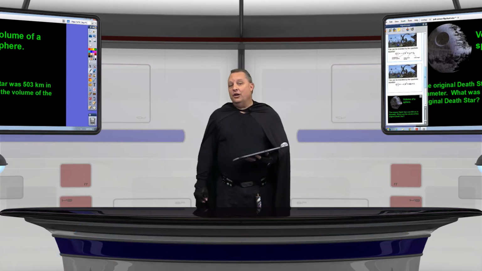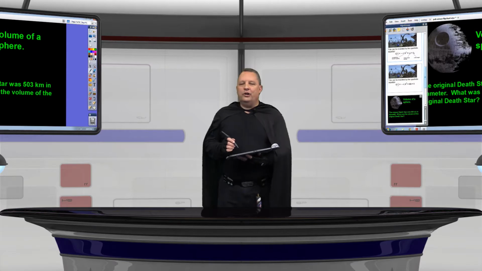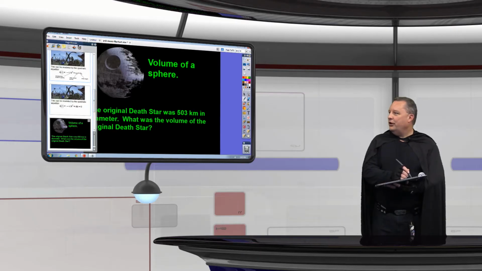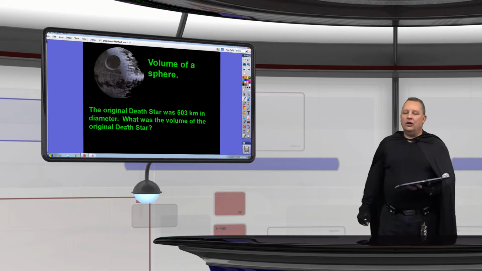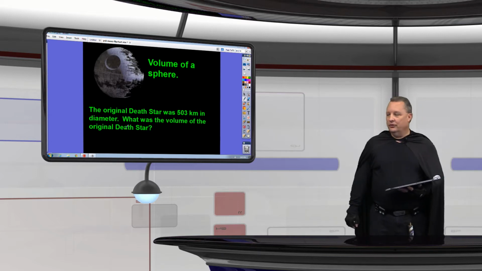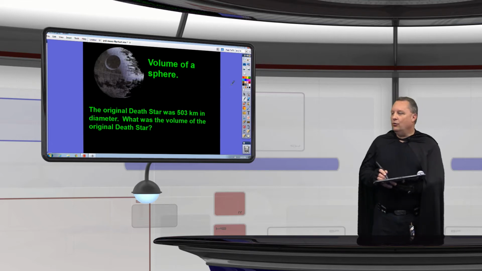If you've done any research on the Death Star, you know that it was about the size of a small moon. So I've done a little research, and if you look at my screen, the original Death Star was 503 kilometers in diameter. What's the volume of the Death Star, you say? Well, I'm glad you asked.